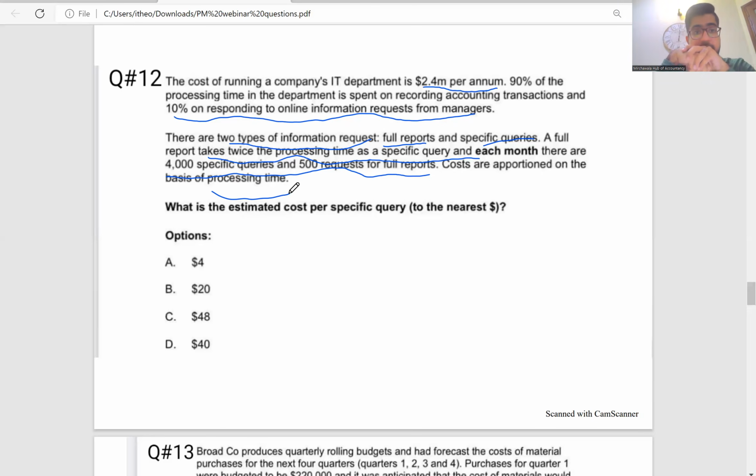Now, the second paragraph is interesting. The first paragraph was very easy. The cost of running the IT department is 2.4 million. 90% is on accounting transactions, split it, and 10% on online requests, split that. Now, 10% was spent on online requests. Two types of information requests: full reports and specific queries. A full report takes twice the time as a specific query. Each month there are 4,000 specific queries and 500 requests for full reports. Costs are apportioned on the basis of processing time. What is the cost per specific query?